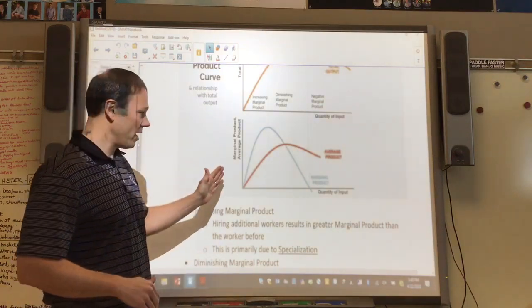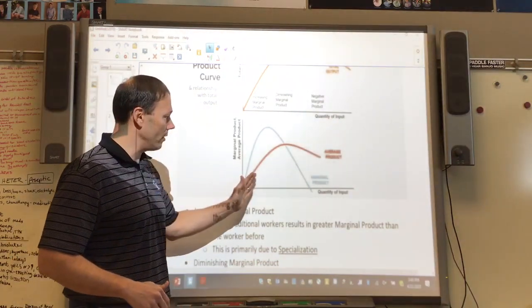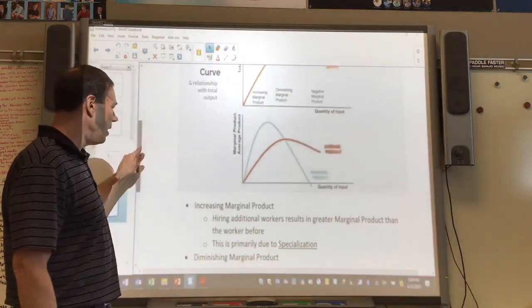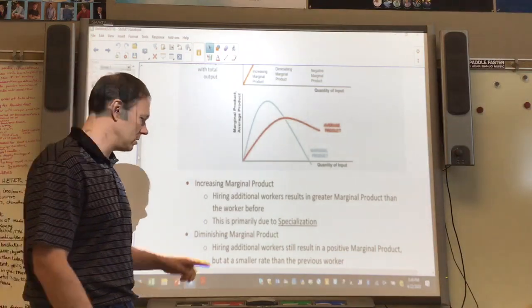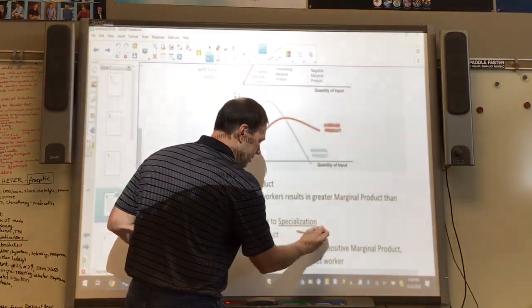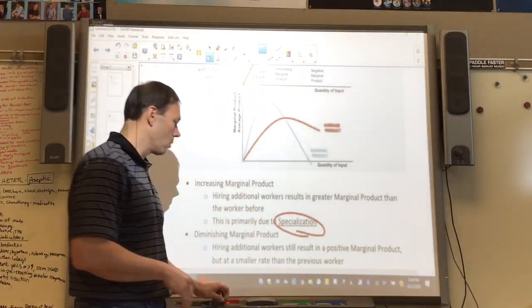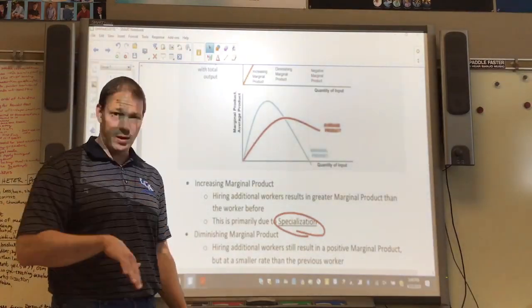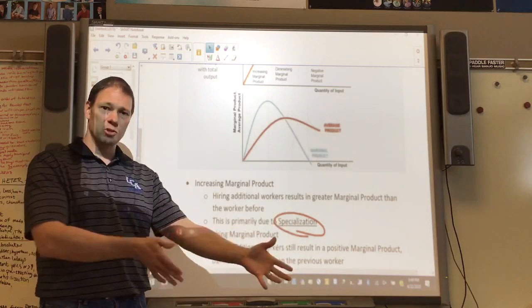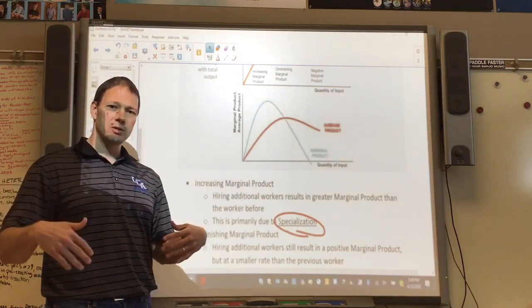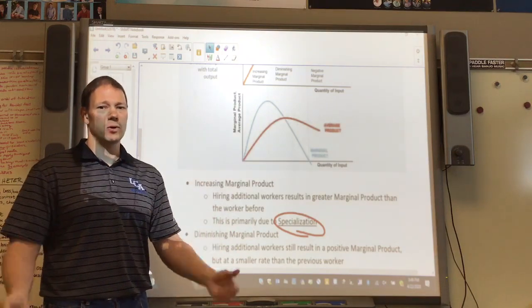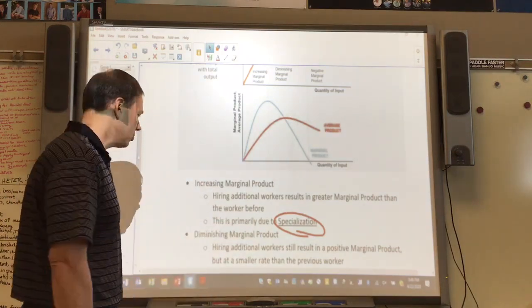So this phase is where you're hiring additional workers and the marginal product is increasing. If they ask you to explain this on the test, the best explanation, you almost use one word, and that is specialization. Okay, instead of one person trying to do everything, which is very cumbersome, you're having to switch from task to task, you hire several workers and they specialize. And by specializing, they can increase their output exponentially.